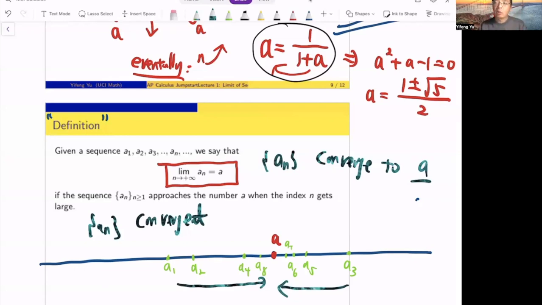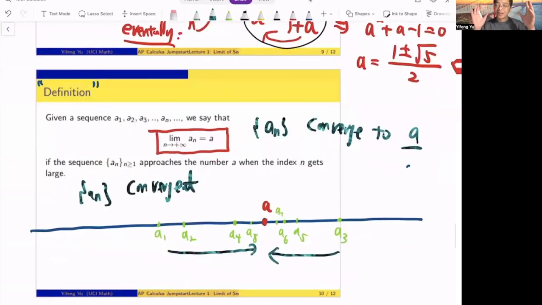Now, the most rigorous way to define limit is using the epsilon-delta language that was introduced by Cauchy, a great mathematician in the 19th century. But here, we are not going to look at those more abstract languages.